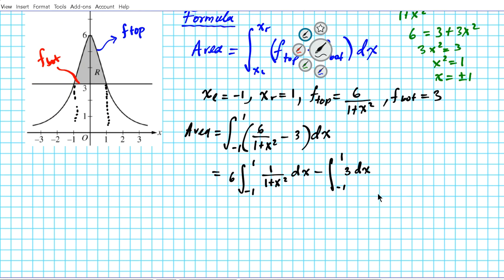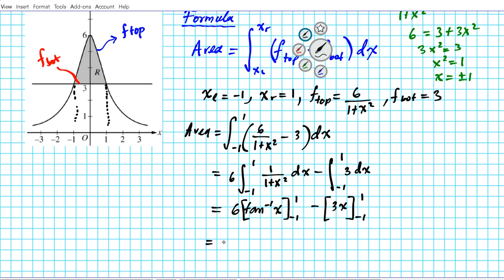Okay, so the method of integration for these two functions are different. So what's the integral of 1 over 1 plus x squared? It is your arctan, so 6 times the arctan of x, evaluated from -1 to 1, minus the antiderivative of 3, which is 3x, also evaluated from -1 to 1 using FTC part 1. So we're going to evaluate the integrand at the upper minus the integrand at the lower.